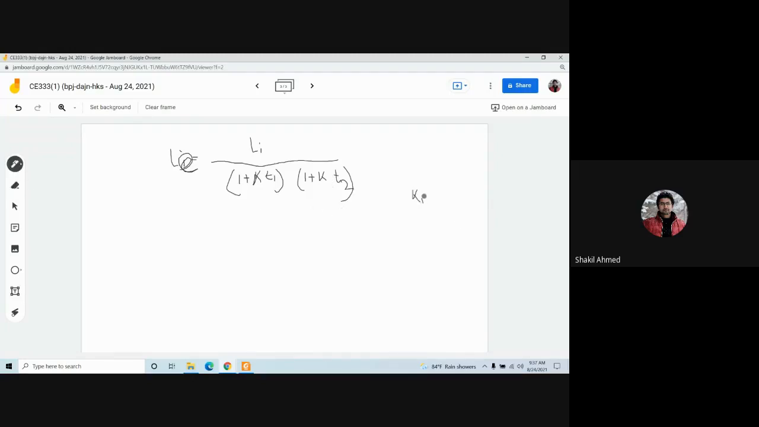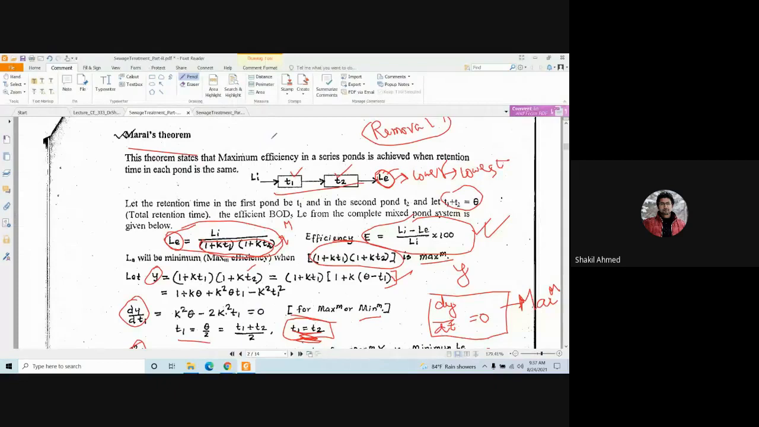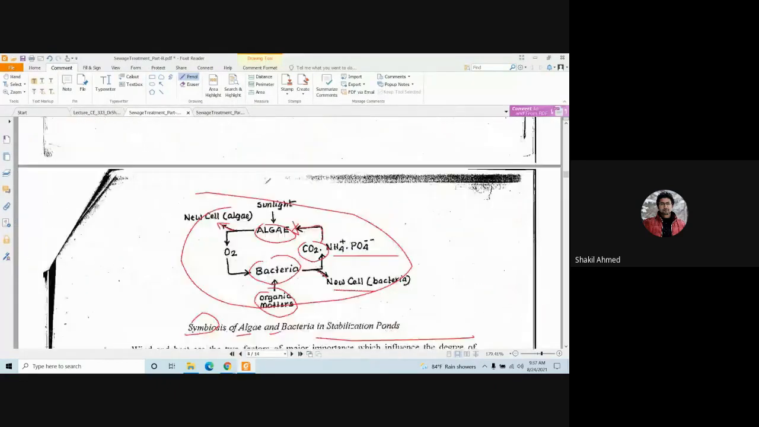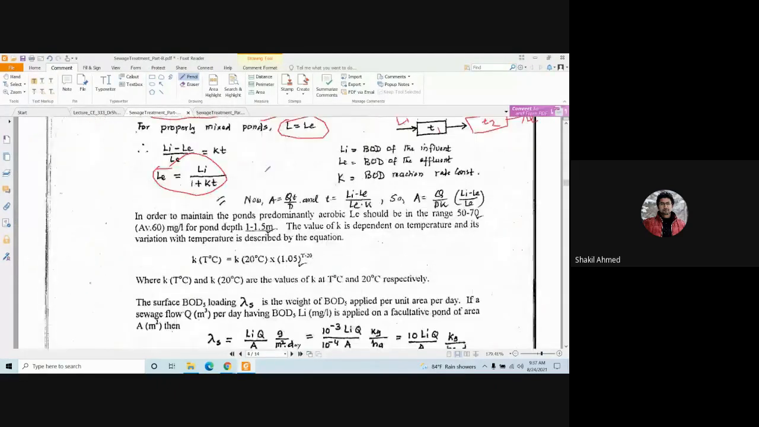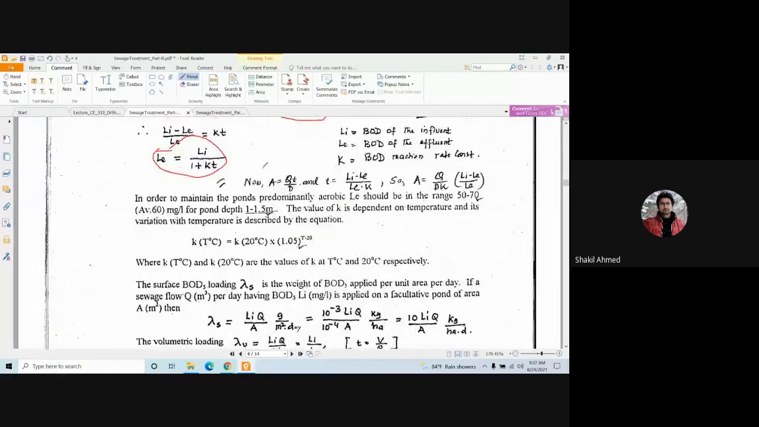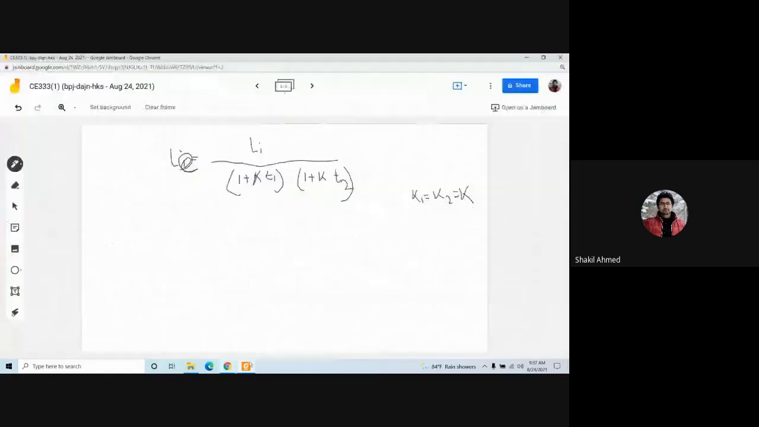Means K1 equals K2 equals K. And similarly for the fecal coliform, you can also write the same formula.